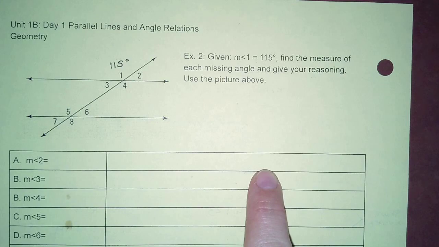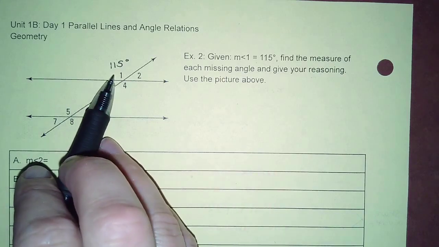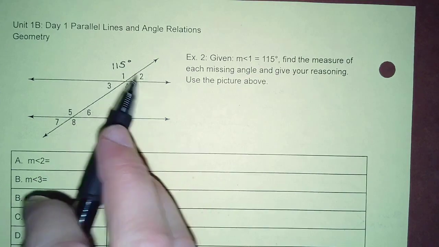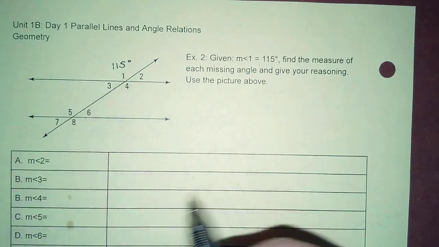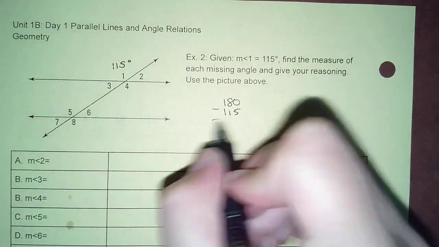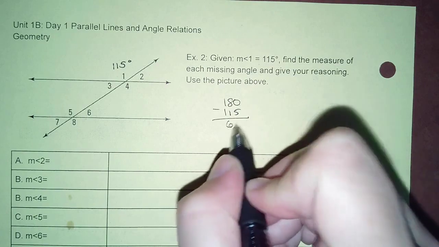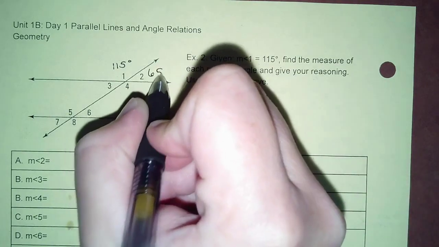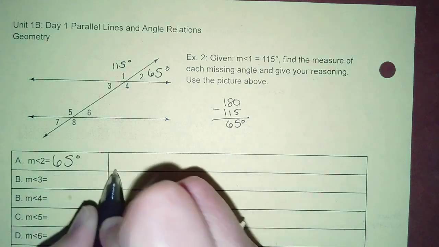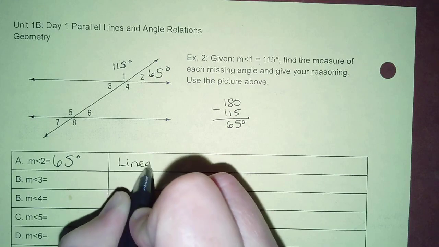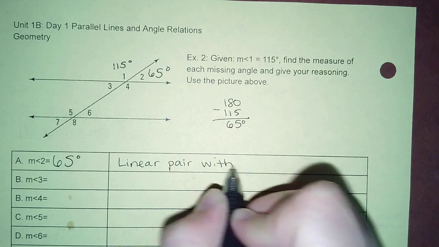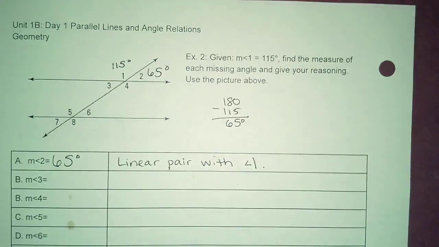So let's start here. Angle 1, I can go ahead and find angle 2 because angles 1 and 2 are linear pairs. They're right next to each other, sharing that vertex. So angle 2 would be 180 minus 115, which is 65 degrees. How did I know that? Because angle 2 is a linear pair with angle 1.